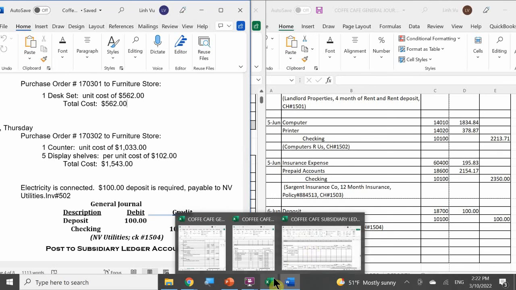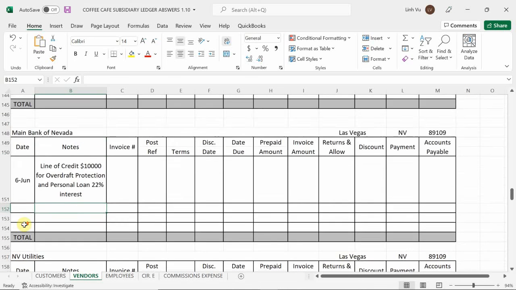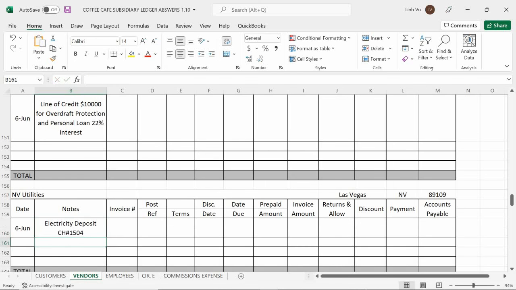So let's go ahead and locate NV Utilities. Here they are, right under Main Bank of Nevada. There it is, NV Utilities. It is June 6th. What did you do? You put a deposit for electricity, so electricity deposit. And I even wrote check number 1504 to prove that I paid for the electricity deposit. I even included the invoice, because I received a bill, or I received the payment request to say that, hey, you want electricity, you have to pay this. So here's your receipt.